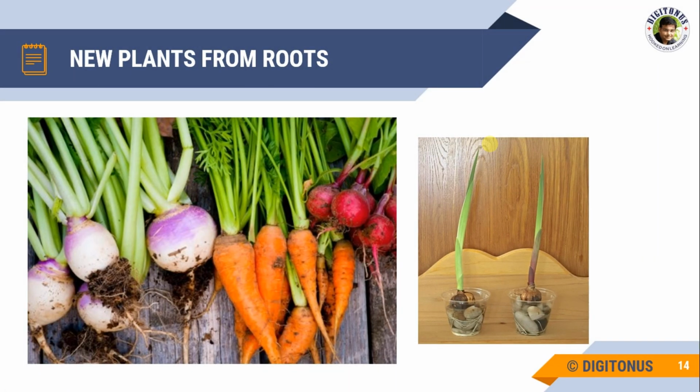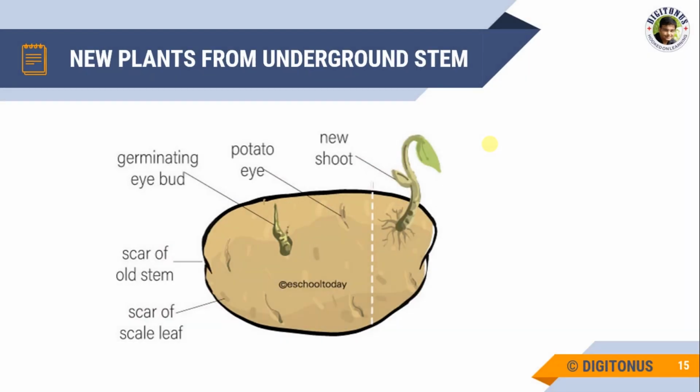There are many plants that can grow with the help of roots. For example, carrot, radish, turnip, etc. grow with the help of root. New plants from stem. Potato and onion are stems that can grow into a new plant.